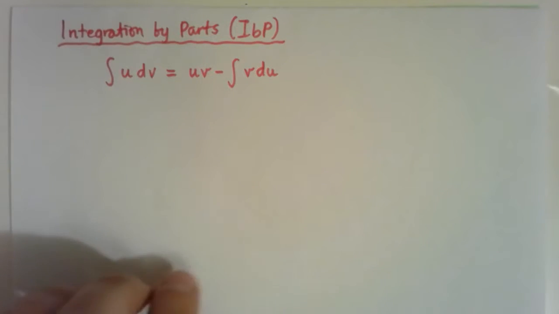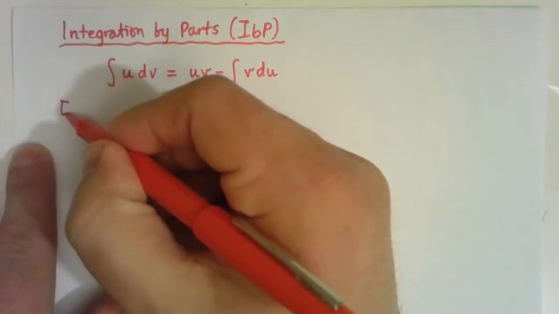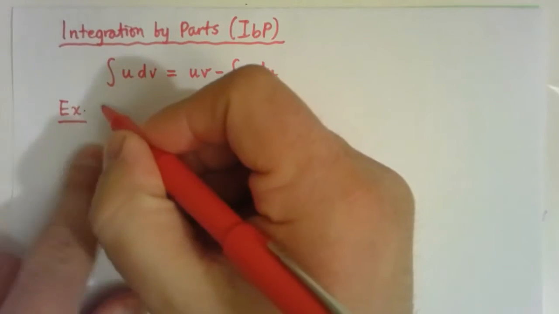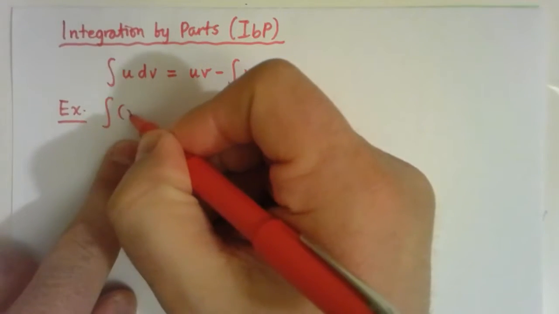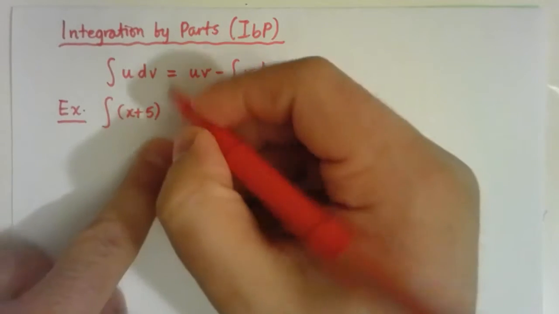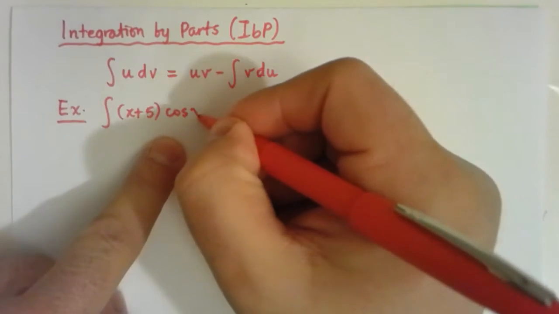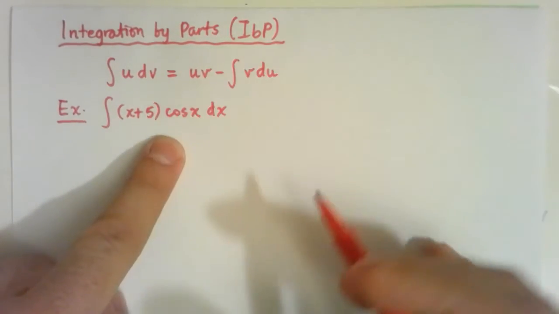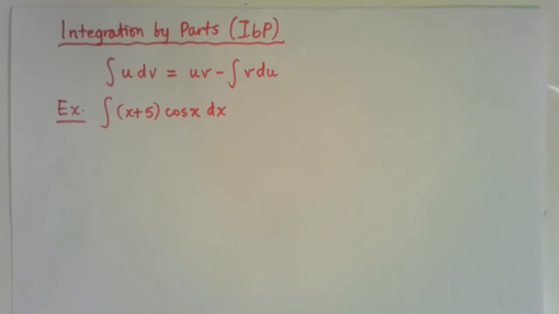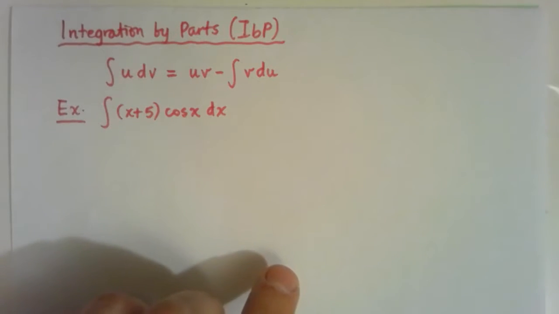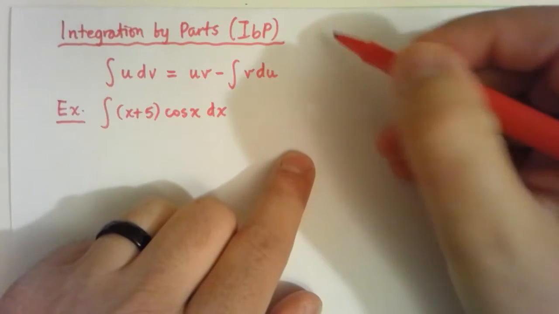So the method that I'm going to talk about is only for these types of examples. So my example is this: the integral of x plus 5 times cosine x dx. So this is one of the main types of examples in integration by parts. So I'm going to write down a note here.